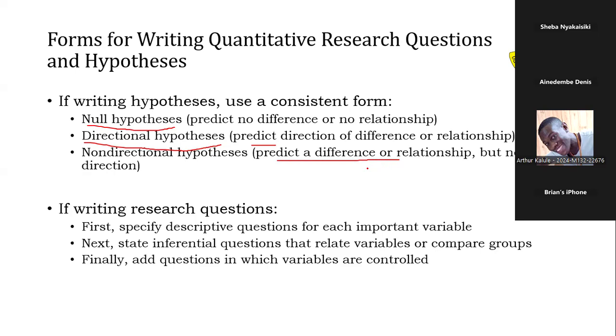So take an example. There are people who predict that there's a relationship between use of artificial contraceptives and breast cancer. Yeah, that there's a relationship, but they've never proved whether it is positive or negative. They simply propose that there's a relationship between the two.